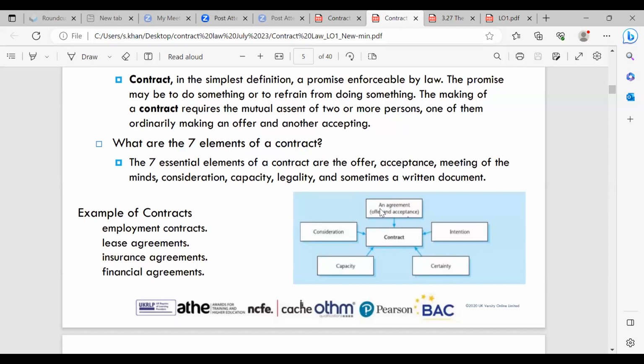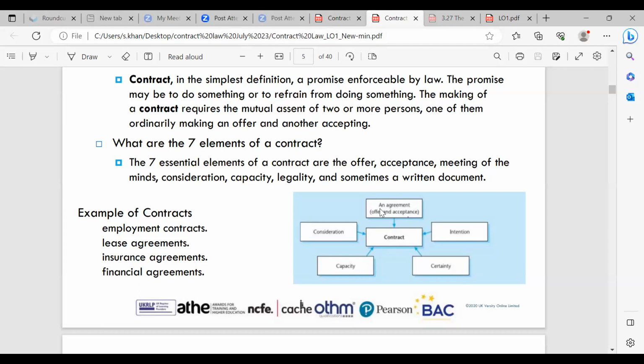Secondly, acceptance, meeting of the minds, consideration, capacity, legality, and sometimes a written document. So examples that we've got of different types of contracts. So employment law, employment contracts, and that's a contract between you and the employer to identify what your roles and responsibilities are. And if they breach that contract, you could have a case in court in regards to an employment tribunal.